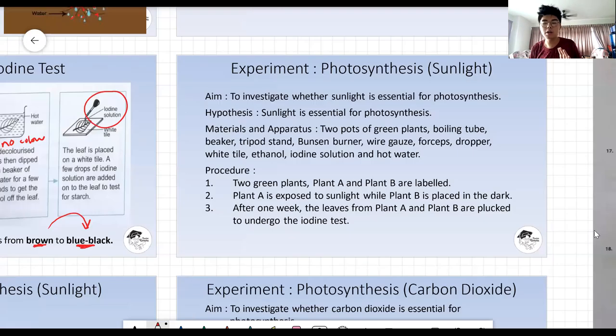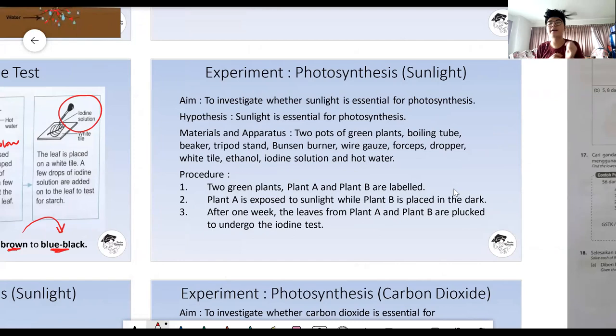Okay, so now let's start. I think we can finish one experiment first. Actually, the experiments are about the same. It's just that you need to know what they change. What is the MV? Okay, so let's see.